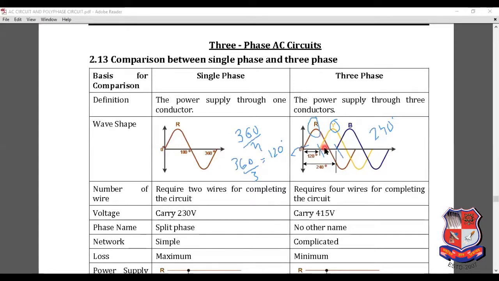So we can say that R conductor is the reference conductor, Y conductor is 120-degree lagging with respect to this R conductor. B conductor is total of this, so 240-degree lagging behind this R conductor. So second point, I hope it is clear to you.